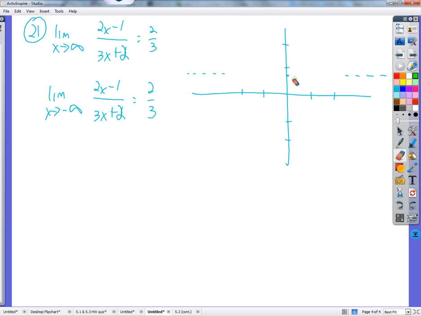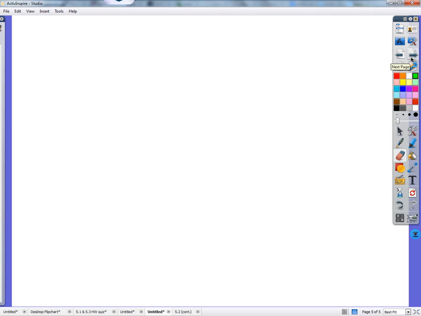Okay. Now let's talk about a different scenario. If the degrees are equally matched, then we're just going to approach the ratio of the leading coefficients. Make sense? Yes. Ratio of the leading coefficients.